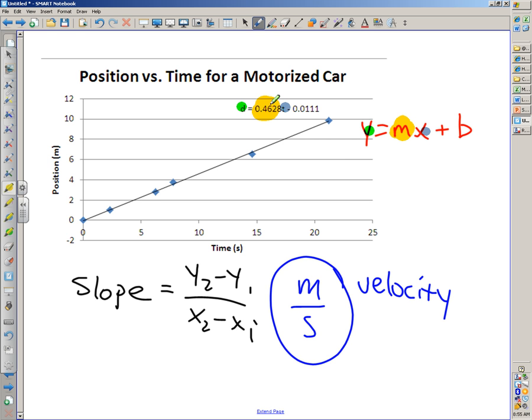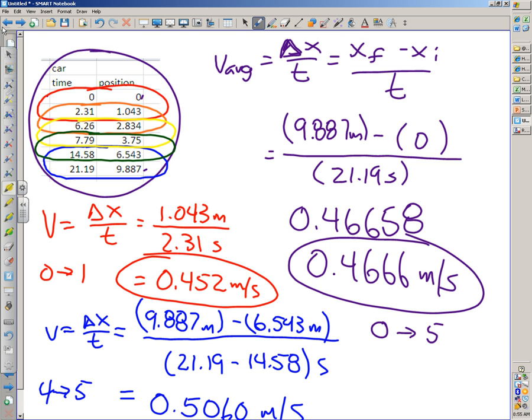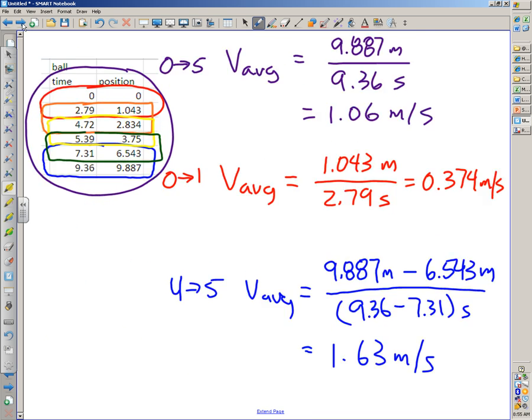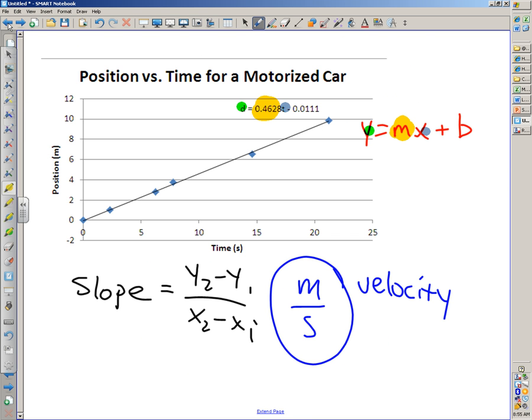Hold on a second. If we go back 2 pages to here, what did we calculate was the average velocity for that car as it's on its trip? 0.4666. And here the slope of this line is 0.4628. Notice anything similar? Pretty much the same, right? So the slope of this graph is telling us the velocity.